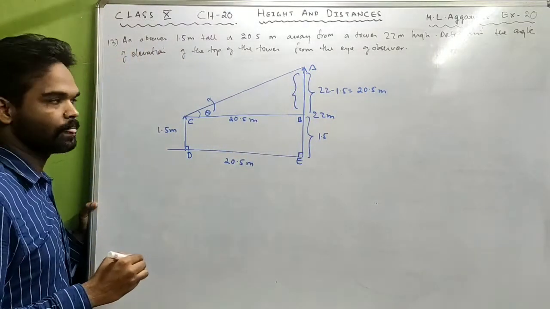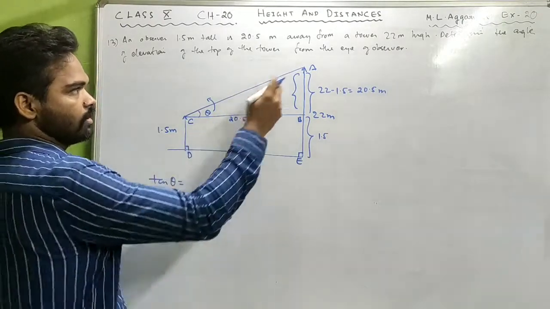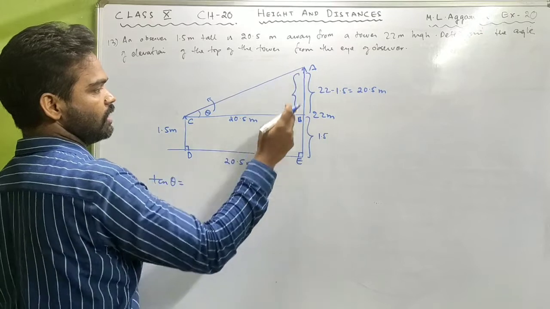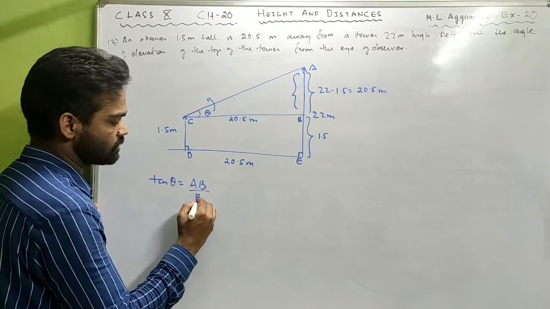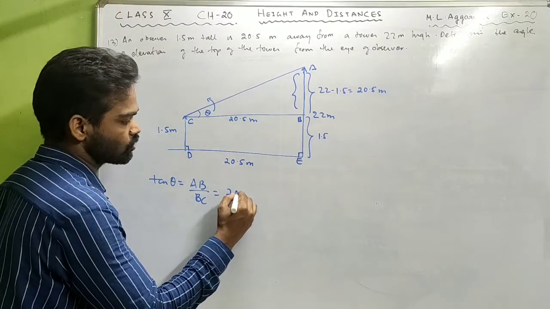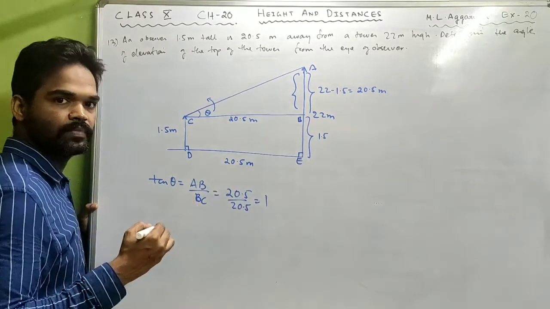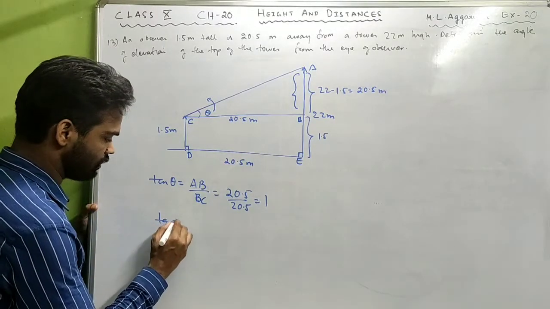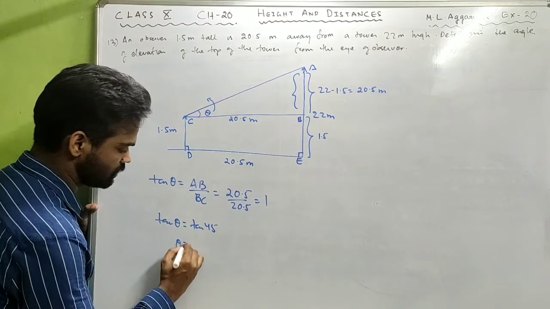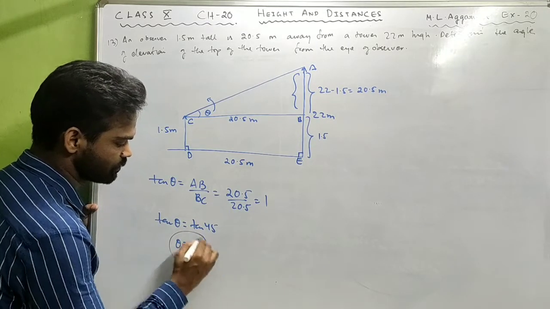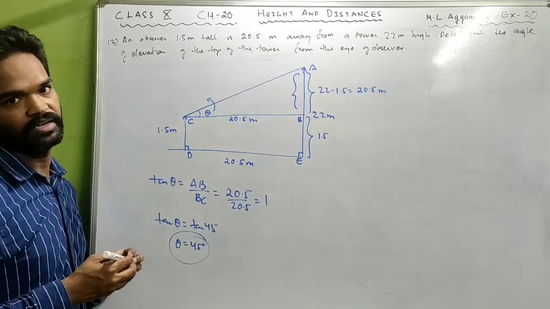Am I clear? Now look, tan theta in the triangle ABC is perpendicular by base. Now perpendicular is 20.5 and base is 20.5. That's 1. Now when is the value of tan equal to 1? At tan 45, which means theta is 45 degrees, which means the angle of elevation is 45 degrees.